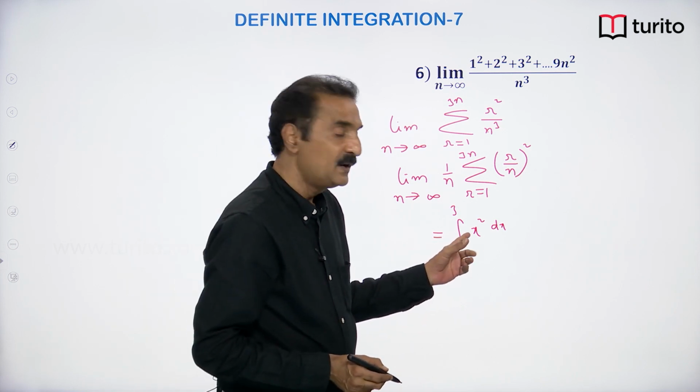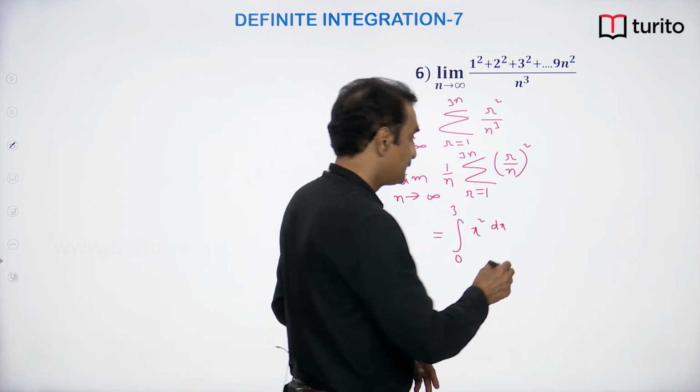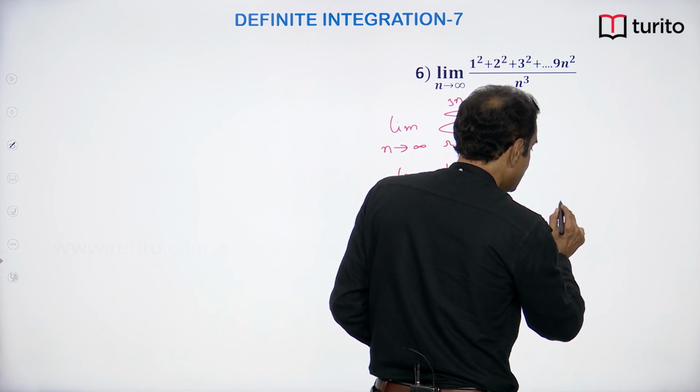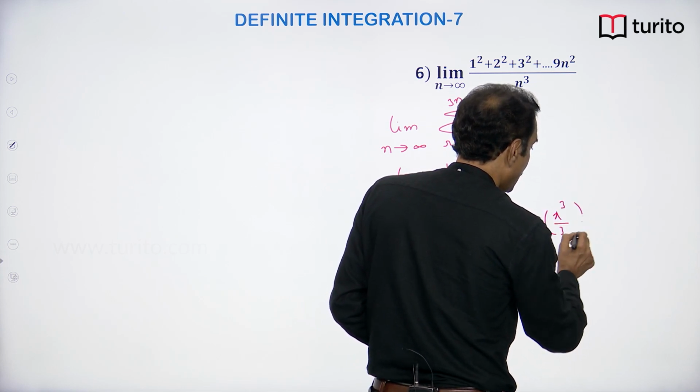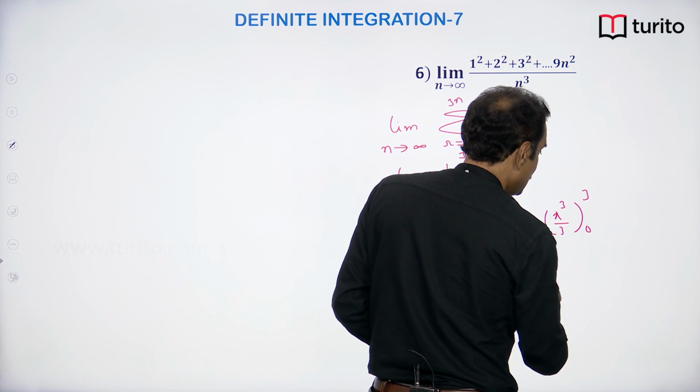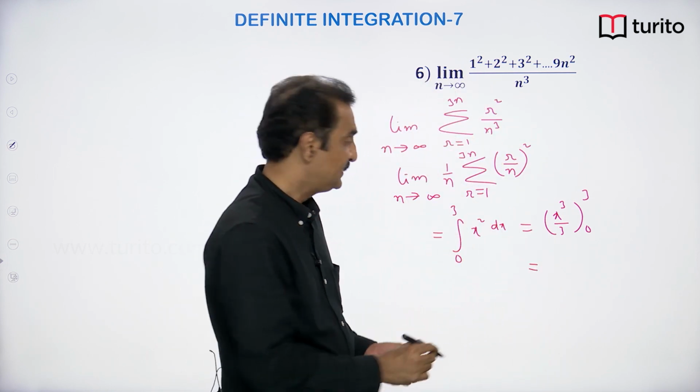What is the integral now? Integral 0 to 3 x square dx. Integral x square is x cube by 3, limit 0 to 3. You will get the answer 9.